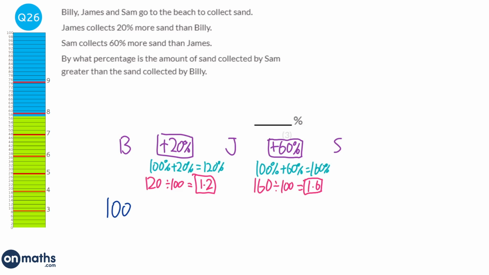Okay. We're going to times it by the 1.2 and then times it by the 1.6 and find out what the final percentage is. So when we do that, we get 192. So we started off with Billy's 100. We just made that up, but it just makes the maths nicer to use. And we ended up with Sam having 192. Well, what is 192 as a percentage increase of 100? Well, the reason we picked 100 is we can clearly see that it's gone up by 92%. So our answer is 92%.